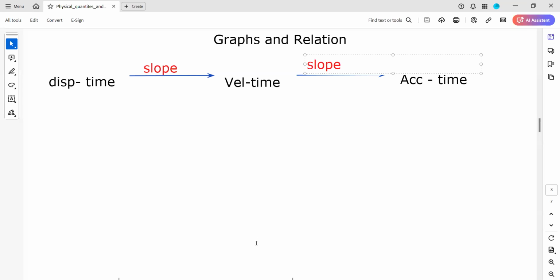So if you want to relate the displacement time graph with velocity time graph, we relate by a slope, okay? And we want to relate a velocity time graph with acceleration time graph, again, we'll relate by a slope. But if you have acceleration time graph and you need a velocity time graph, then what you will do, you will only check the y-axis.